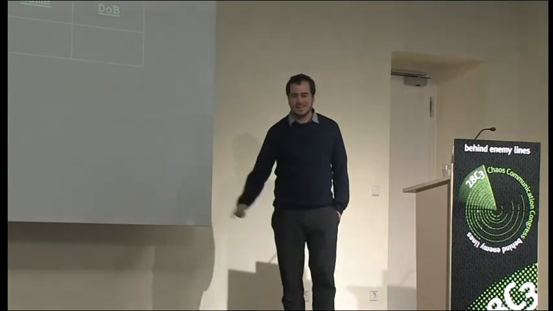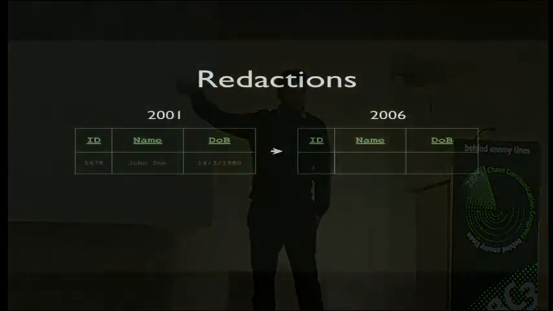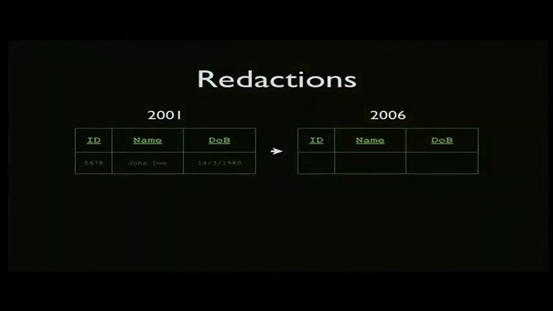Redactions. People that exist in the older versions, say in 2001, and do not exist in 2006. If you're like me, you're going, what the fuck?